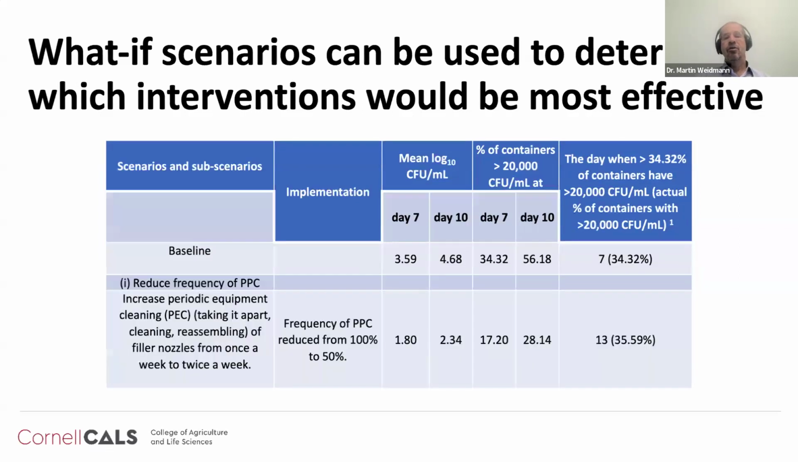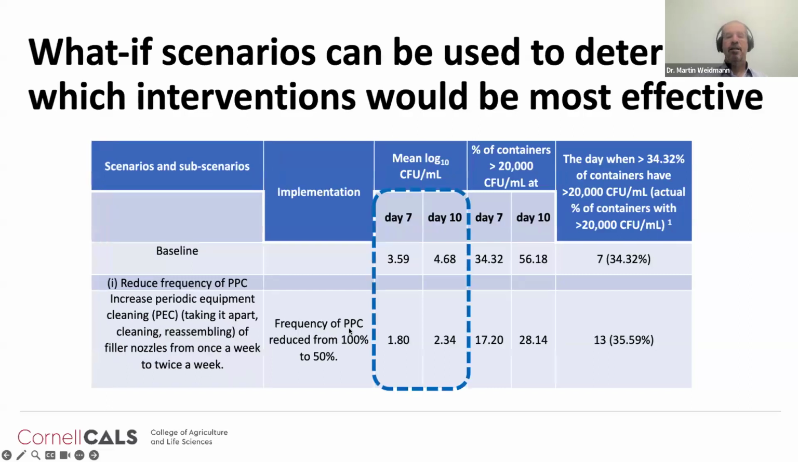We can then use this one to predict what happens if we do certain things. We talked about microfiltration first. We can also model things. What happens if you spend more time in cleaning your equipment? What happens if you buy improved equipment that reduces your frequency of contamination of milk?